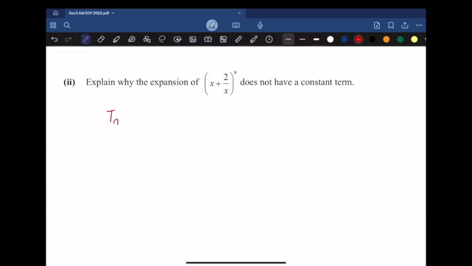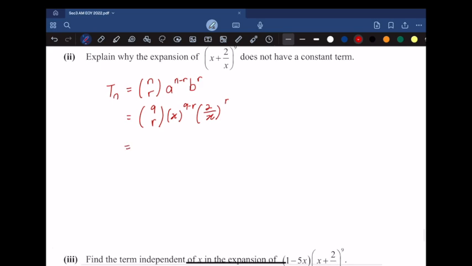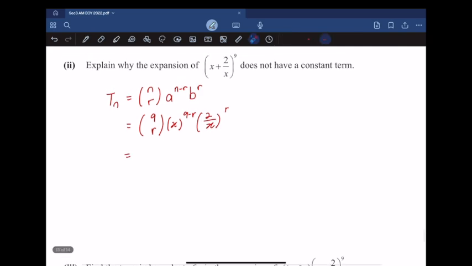We know that for any general term, it is Tr+1 equals n choose r, a^(n-r), b^r. So over here I have 9 choose r times x^(9-r) times (2 over x)^r. In order to understand the constant term, we know that the constant term refers to terms where the power of x is 0. So let's collate the powers of x over here to see how we can analyze from the general term.